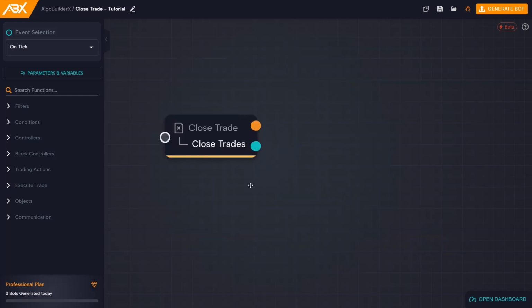In conclusion, the closed trade block is essential in algorithmic trading, allowing for the complete or partial closure of positions based on market conditions. It provides flexibility and precision, aiding in the creation of effective and adaptable automated strategies.